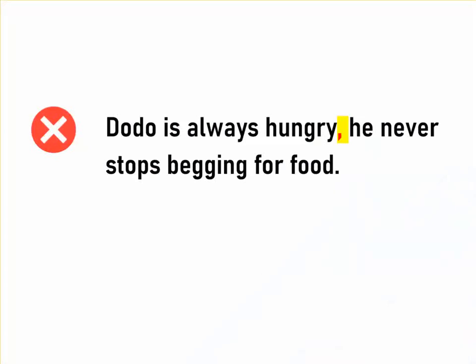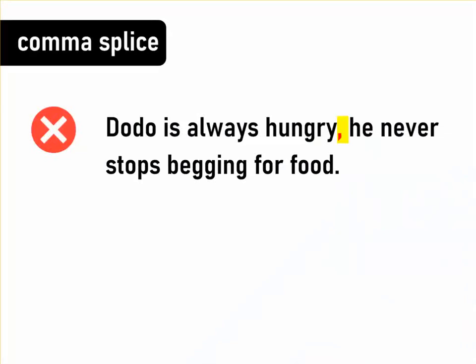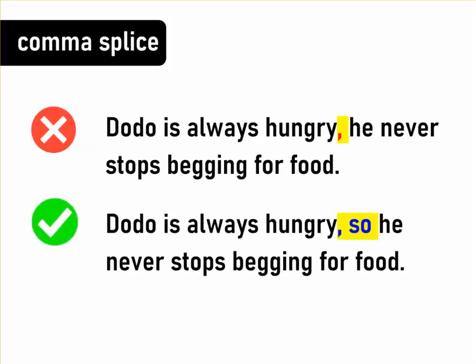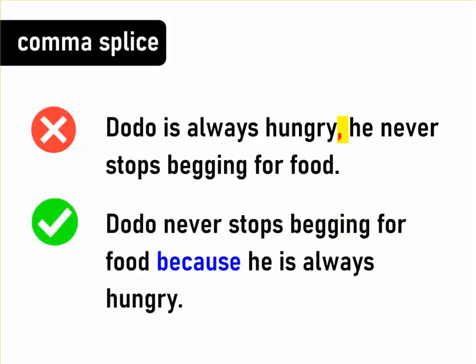No, you can't just put a comma there because these two are independent clauses. This is another common type of error called the comma splice. When we want to join independent clauses together in one sentence, a comma alone is not enough. We need to add a conjunction or use a semicolon instead. For instance, Dodo is always hungry, so he never stops begging for food. We can also write, Dodo never stops begging for food because he is always hungry.